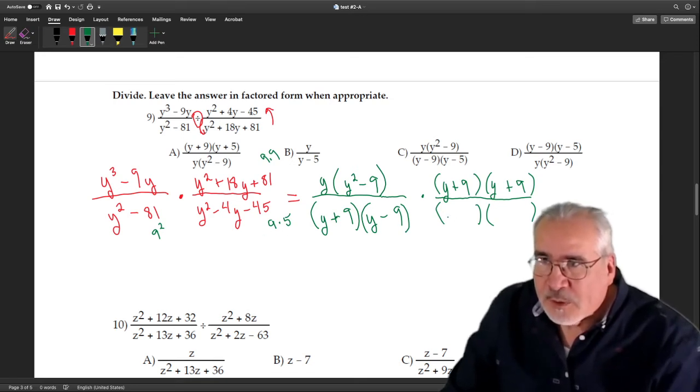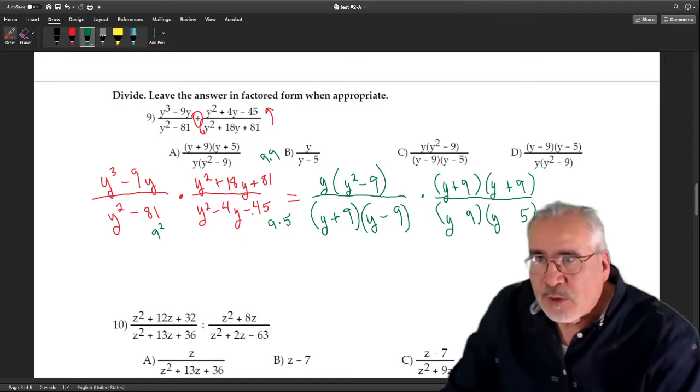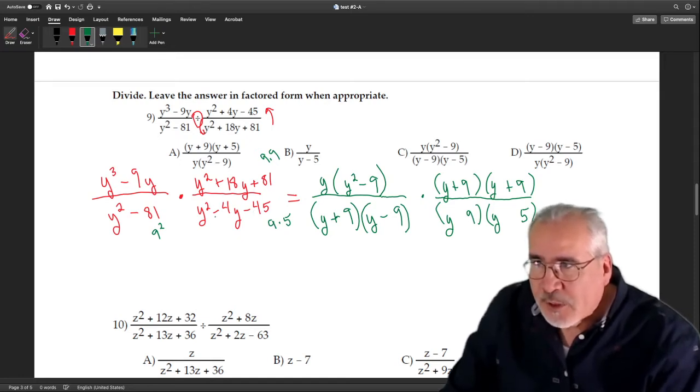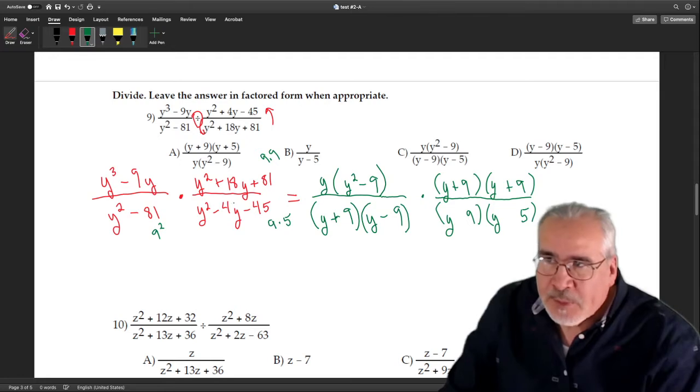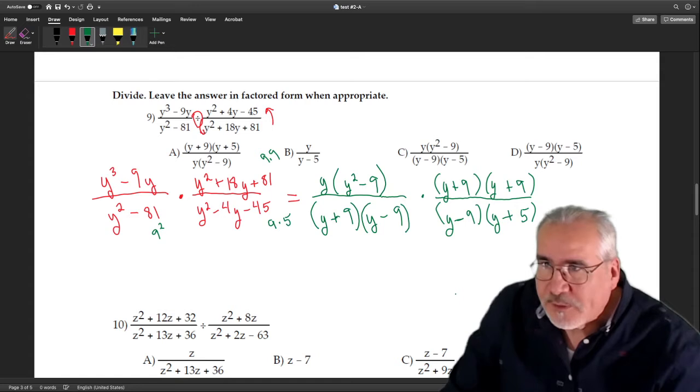So over here we've got y, a 9 and a 5. Now this is where it's negative, which means we subtract. The middle term is negative. That means we're more negative than positive. So the bigger number, 9 in this case, is going to carry the negative. So that means that the 5 has to have a plus.